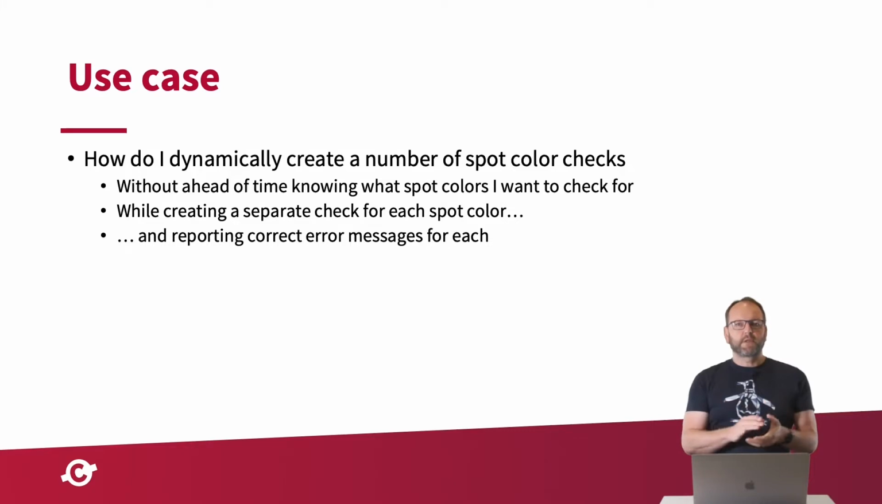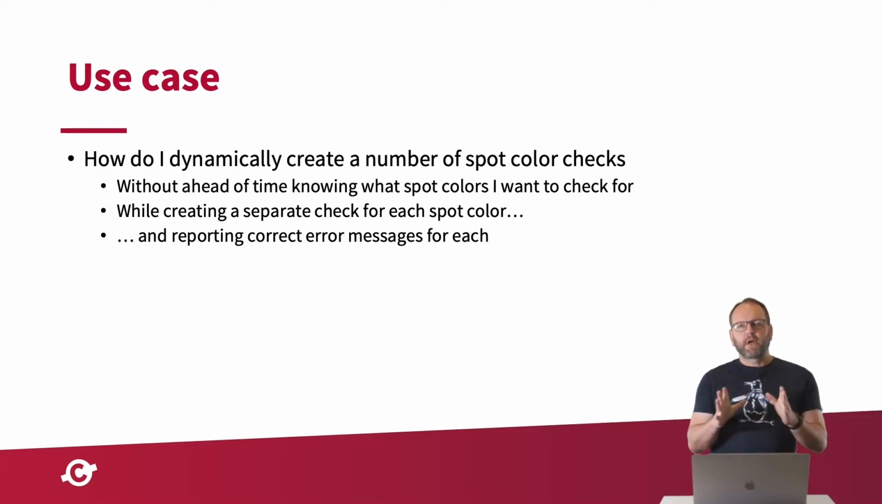And the question that we encountered was, how do I make a Preflight check that looks for the existence of certain spot colors, but I don't know ahead of time what the spot colors are, and I don't even know how many spot colors I want to check for? And I still want to have a Preflight check for each of these individual spot colors. And of course, I want a good Preflight error message for them as well. So that is kind of the problem.